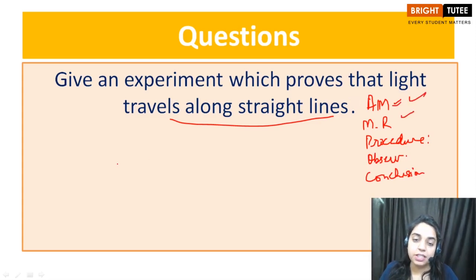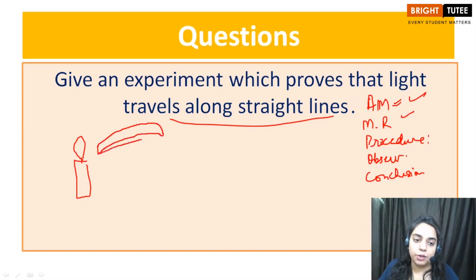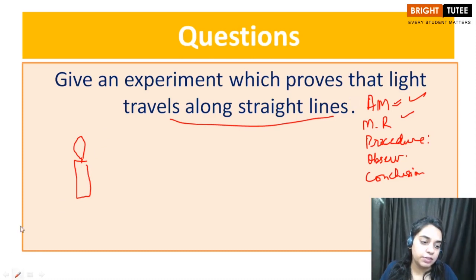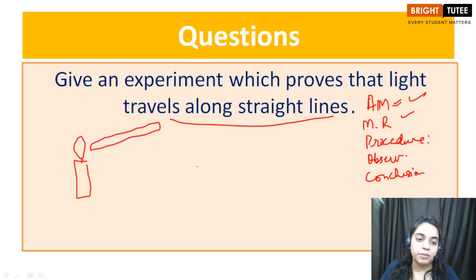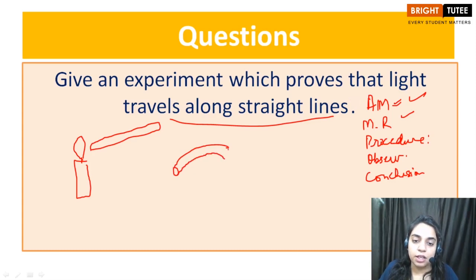What will be the materials required? We will require a candle, and a rubber pipe, or you can use two different pipes, maybe made of metal. One needs to be a straight pipe, right? One pipe we need as a straight pipe, whereas the other pipe should have a bend, or it should be a curved one. Okay, now let's move to the procedure.